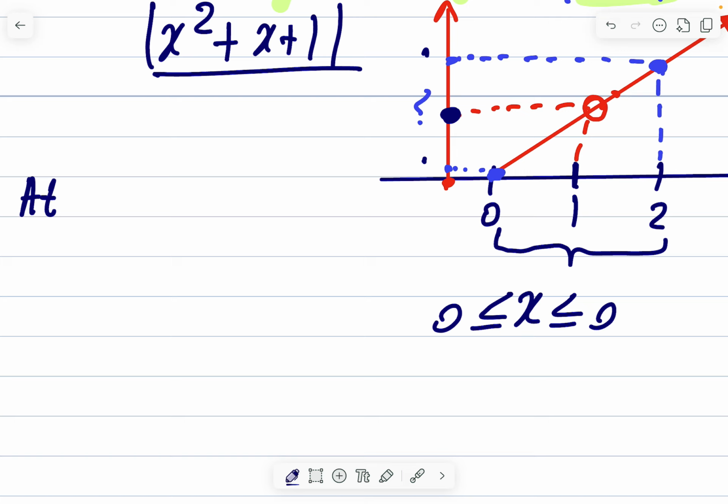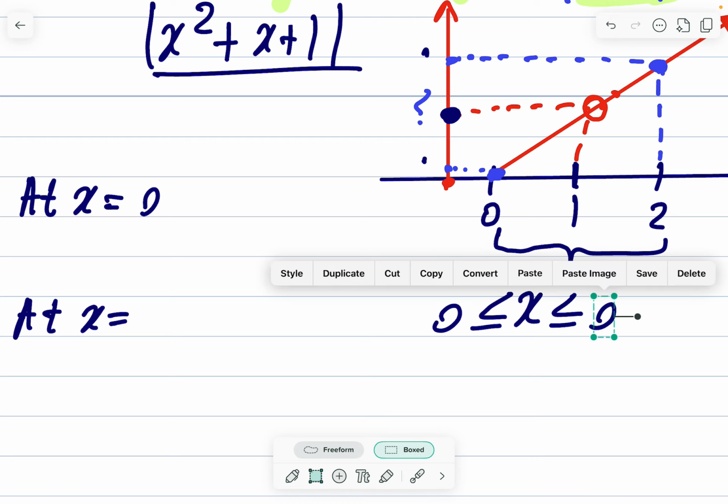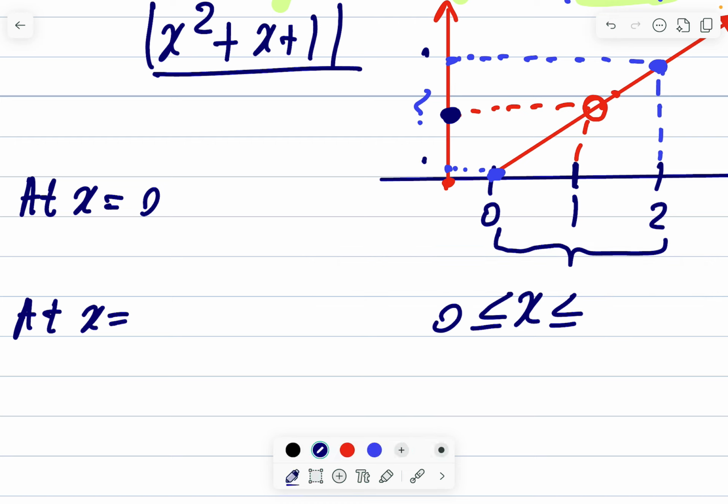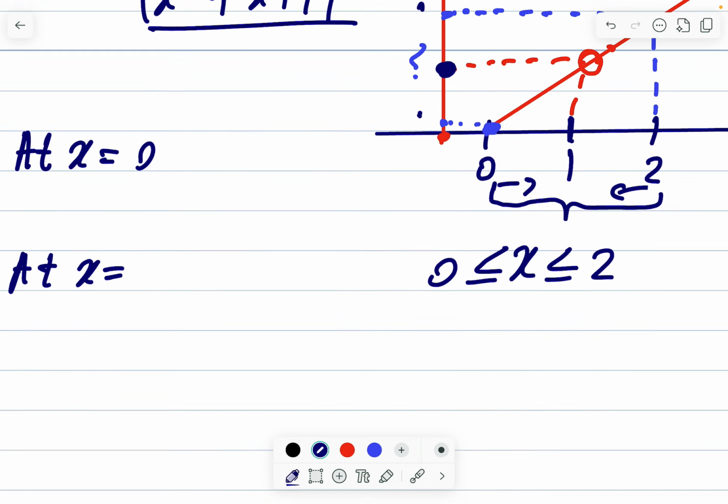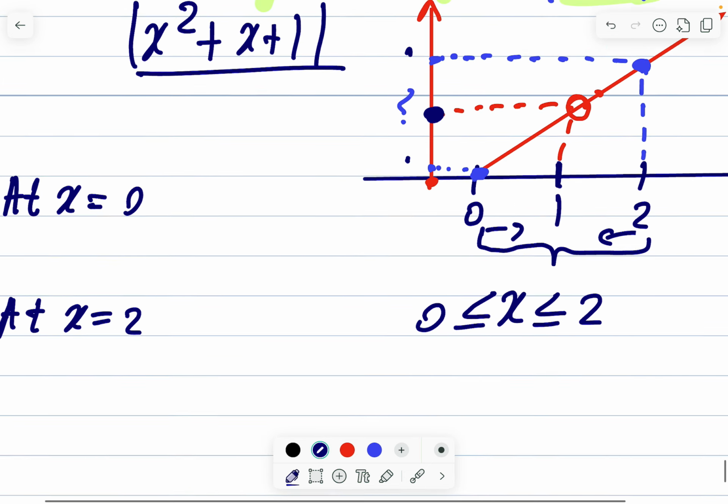At where? At x equals 0 and where? And at x equals to, oh, sorry. Here is what? Here is 2. Sorry, I made a mistake. Here is 2. It's greater than 0 going there, but less than 2. Right? We're going to check at x equals 0 and at x equals 2.